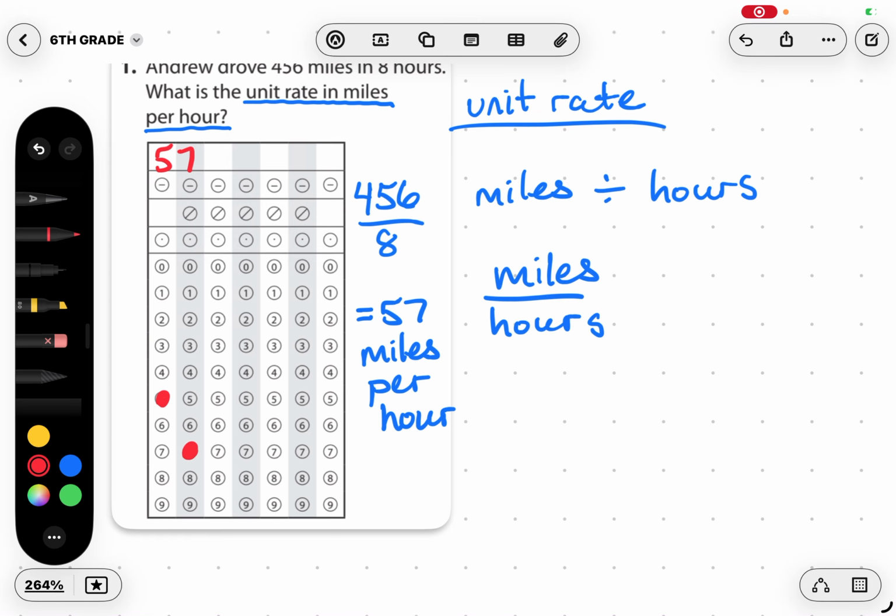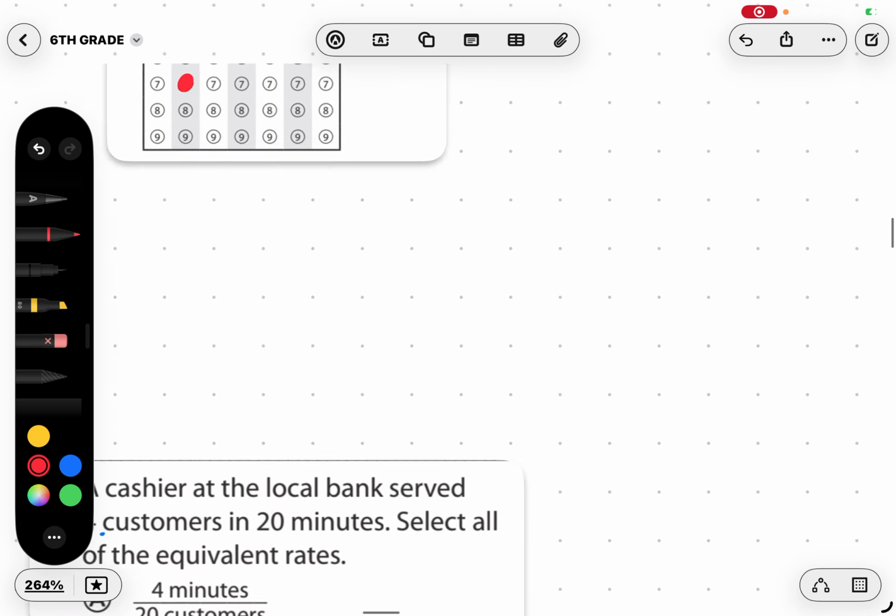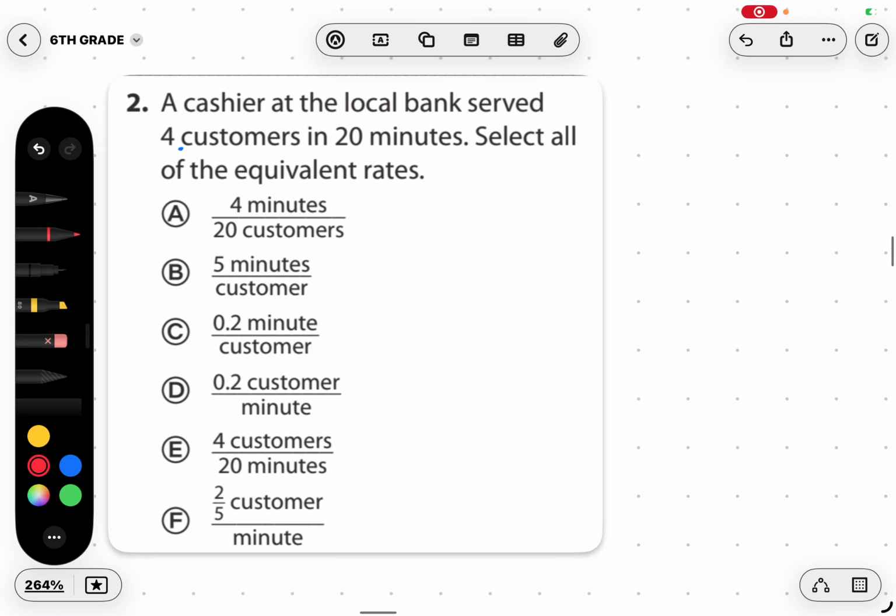All right. But the main thing I want you to remember is whenever you're trying to determine unit rate, you divide, okay? Let's take a look at number 2. Number 2 reads, a cashier at a local bank served 4 customers in 20 minutes. Select all of the equivalent rates.